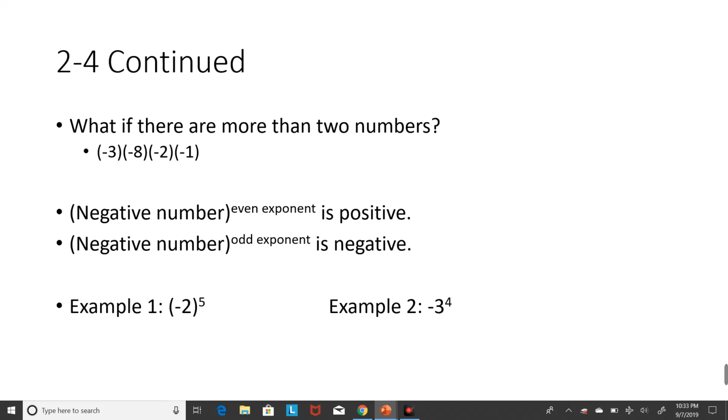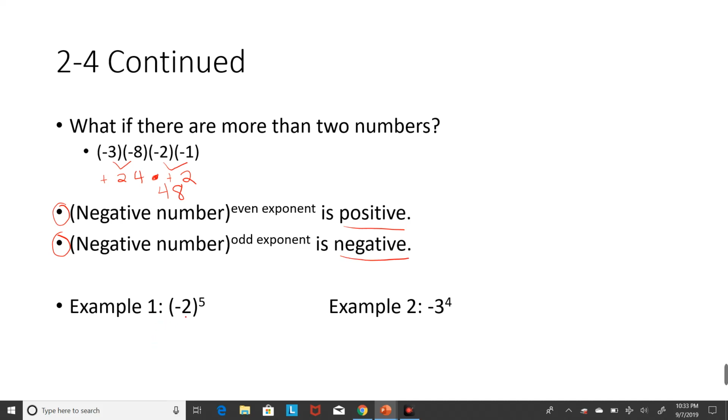What if there are more than two numbers? You can just go step by step. So you could do negative 3 times negative 8 in this example is positive 24. Negative 2 times negative 1 is positive 2. 24 times positive 2 is 48. And then these two things are pretty important because they're hard to remember. If you take a negative number and you raise it to an even exponent, you're going to get a positive result. If you take a negative number to an odd exponent, you're going to get a negative result.